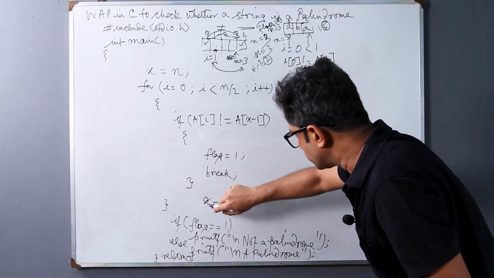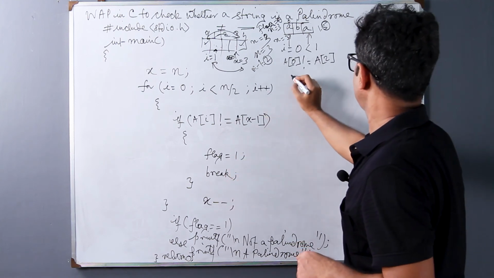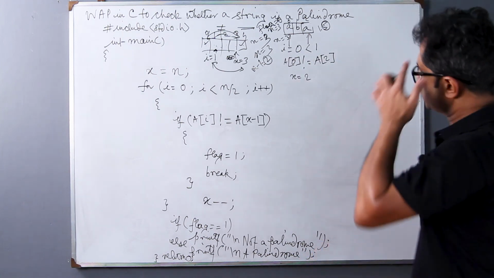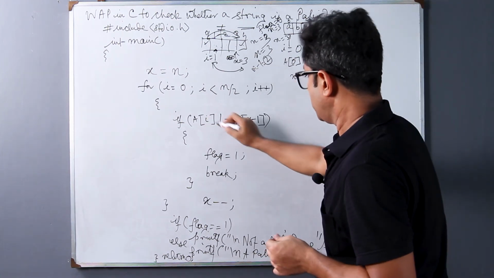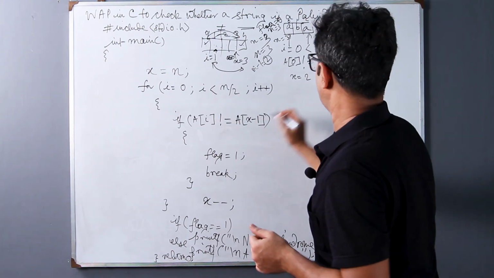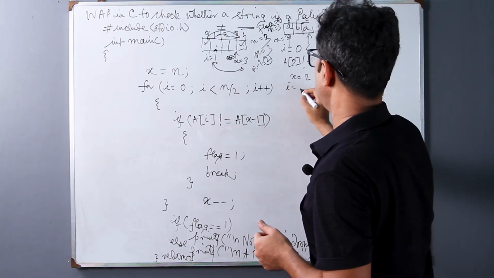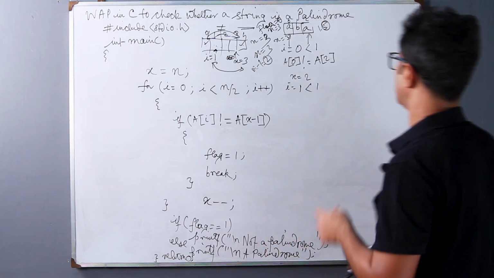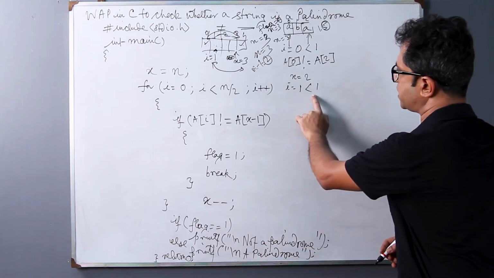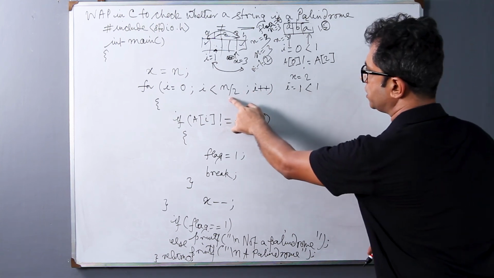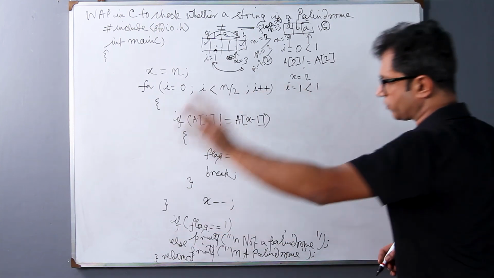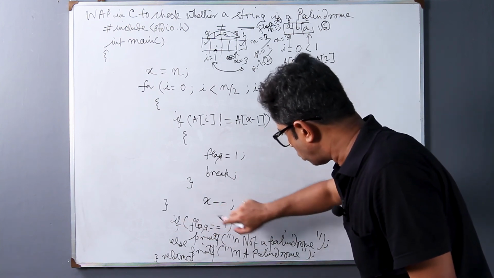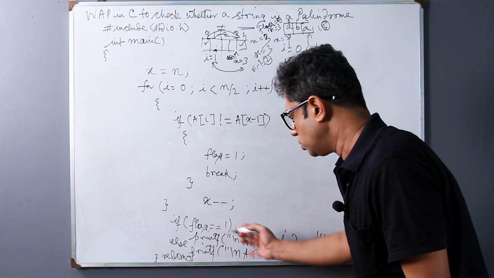Now we come to this line, decrement x, and x becomes 2, and we come to this loop once again. I plus plus means I becomes 1, which is not less than 1. See, this 1 is not less than 1. So this condition doesn't hold, so we come out of the loop and see whether the flag contains a value 1 or a value 0.